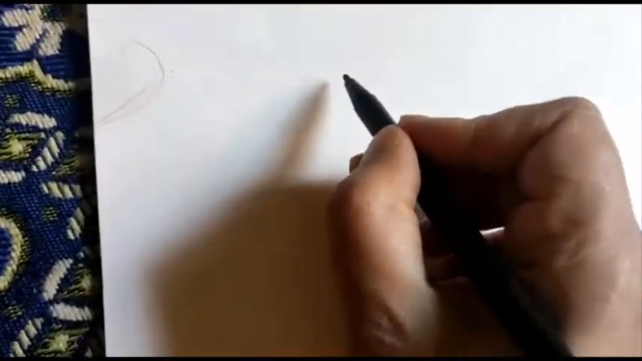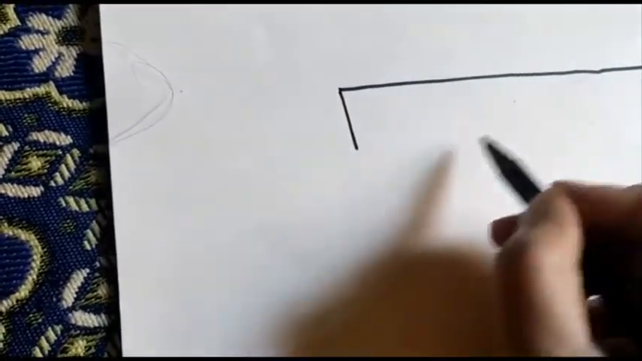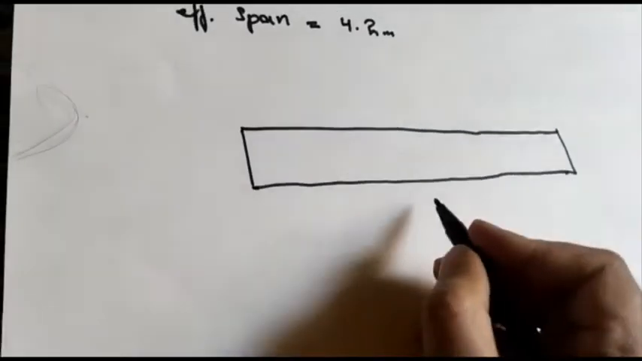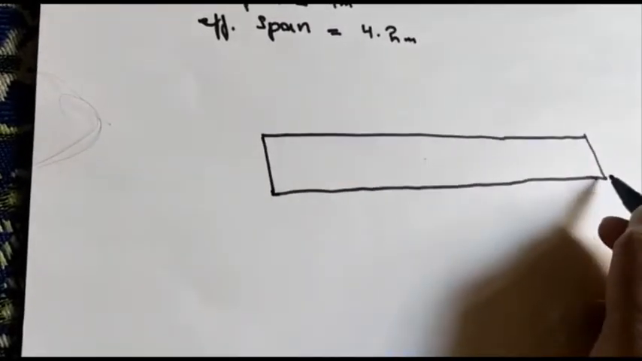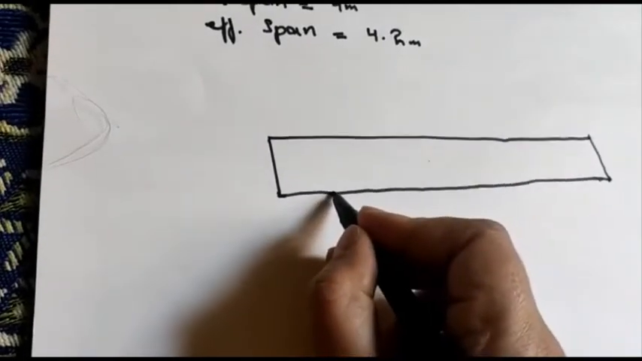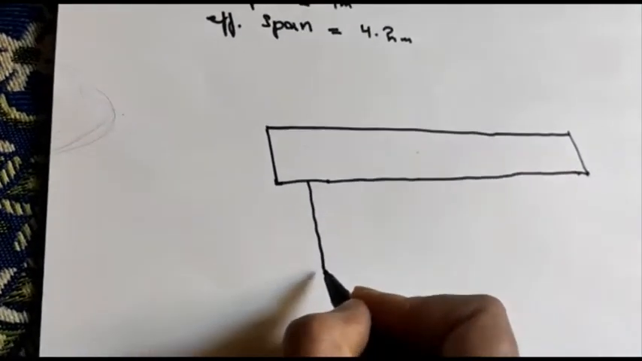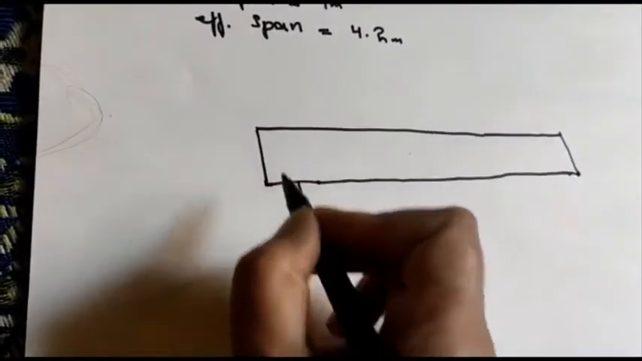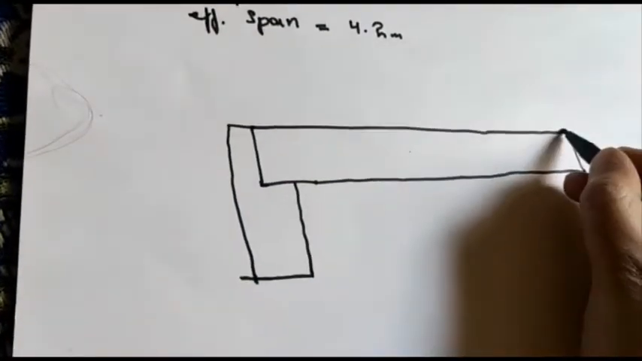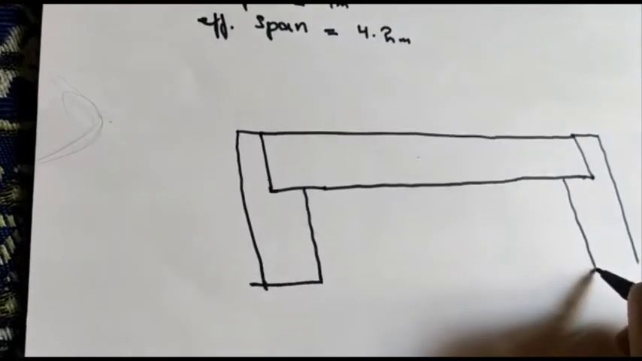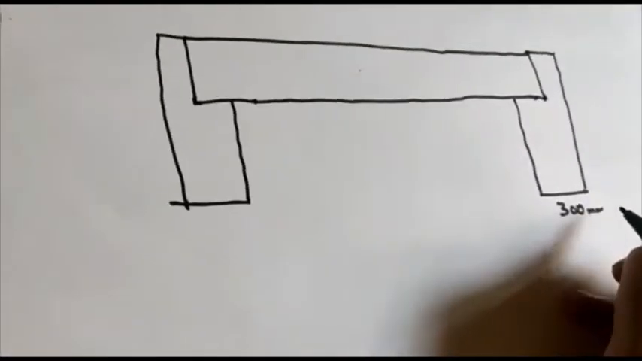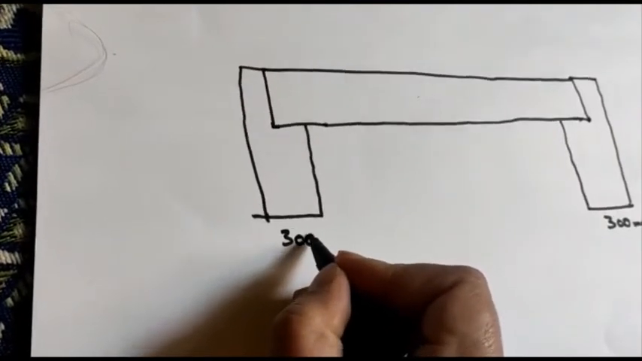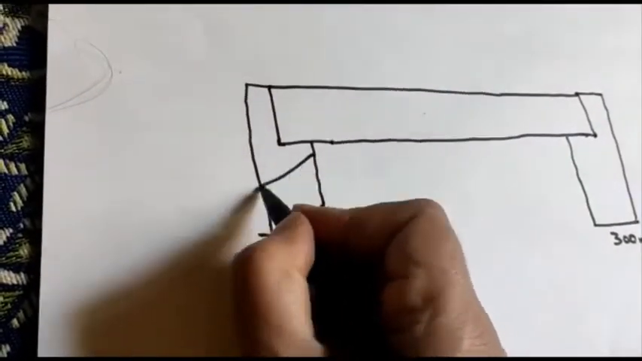Now this is a beam here. Total length is here, and this is the beam, and these are the supports, or we can say walls. 300 mm, 300 mm. This is brickwork.